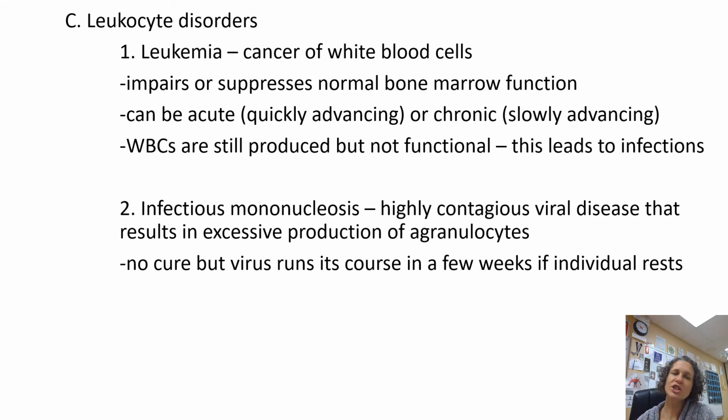Then you have infectious mononucleosis. We typically call it mono. It's a very contagious virus, and it results in your body overproducing some of these agranulocytes. Your body typically thinks it is sick, and so you're making all of these white blood cells. There's no real cure for it.